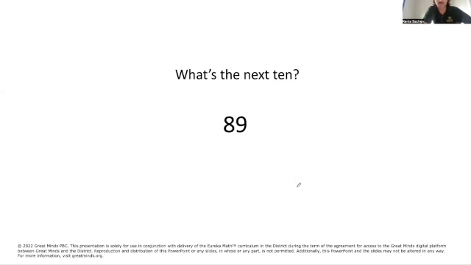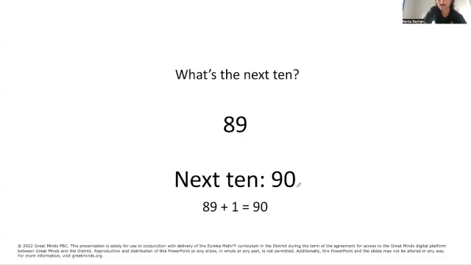Great. Let's keep going. 89. I'm starting with 89. Angel, what's the next 10 number after 89? Yeah, I think you said 90. Good work, right? The next 10 number is 90. And we can say that 89 plus 1 equals 90.